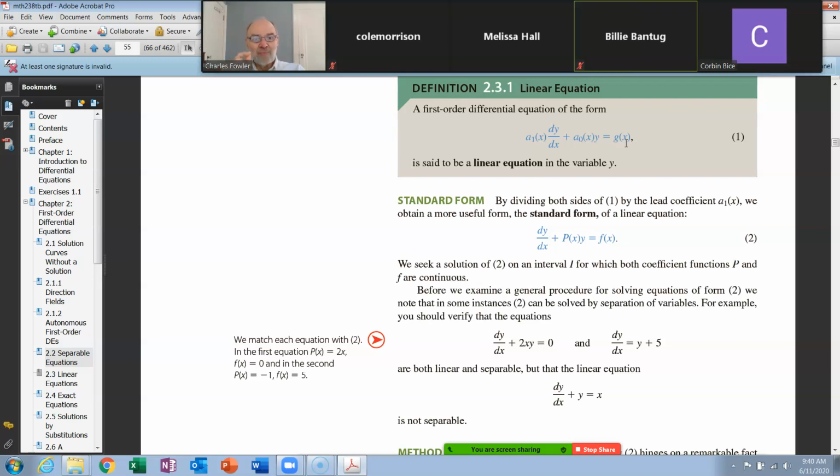Now, at this point, you can probably see that there's a lot of these that can't be solved by separation of variables. This is your most generic form, but this isn't the one we want to use. What we're going to do now is divide everything on both sides of the equation by this a1 of x.